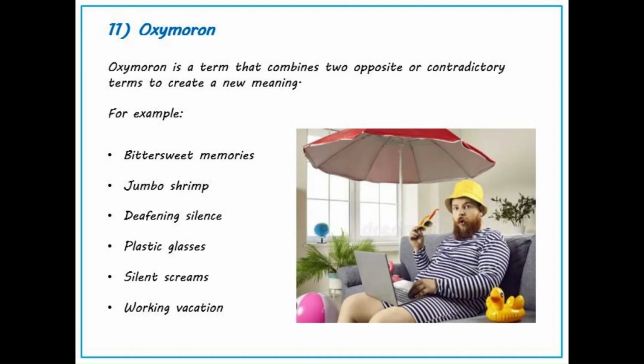The next figure of speech is an oxymoron. An oxymoron is a term that combines two opposite or contradictory terms to create a new meaning. For example, bittersweet memories, jumbo shrimp, deafening silence, plastic glasses, silent screams, or a working vacation.